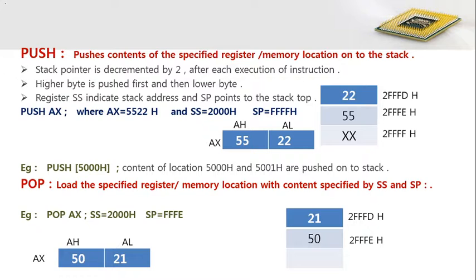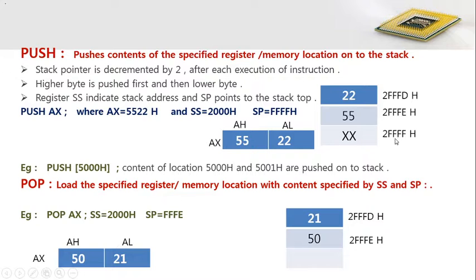So consider one example for this PUSH instruction. PUSH AX means we want to push the content of this 16-bit AX accumulator register. Assume the content of AX as 5522H, SS as 2000H, and the stack pointer as FFFFH. So this is the accumulator register content: the higher byte AH with 55 and the lower byte AL with 22. First we want to push the higher byte data.